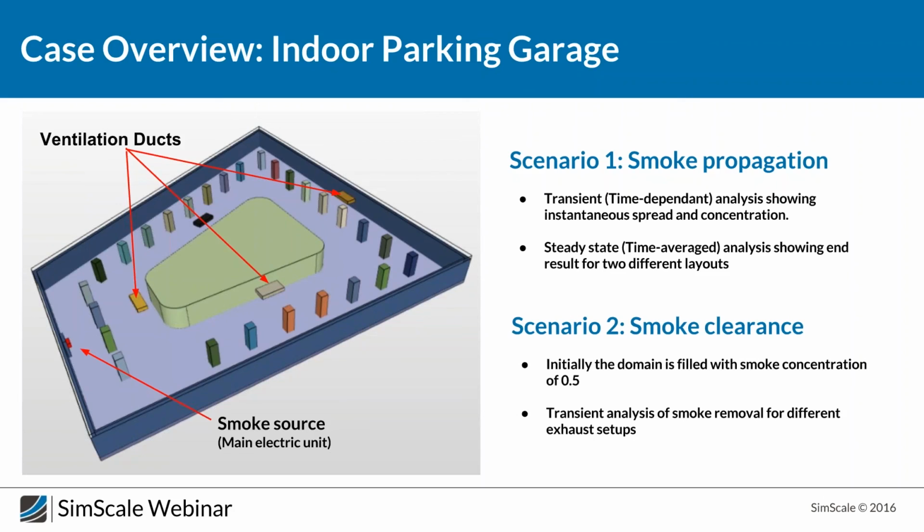And in our second scenario, we study the clearance of smoke. Here we do not have an emergency. We have a normal case where different sources, for example, cars, generate some smoke, and the aim of this scenario is to see how quickly we can remove this smoke from the system. Specifically, how the distribution of our inlets and outlets affects the final distribution of the smoke, starting from an initial state. So this is what we will do in the second scenario.